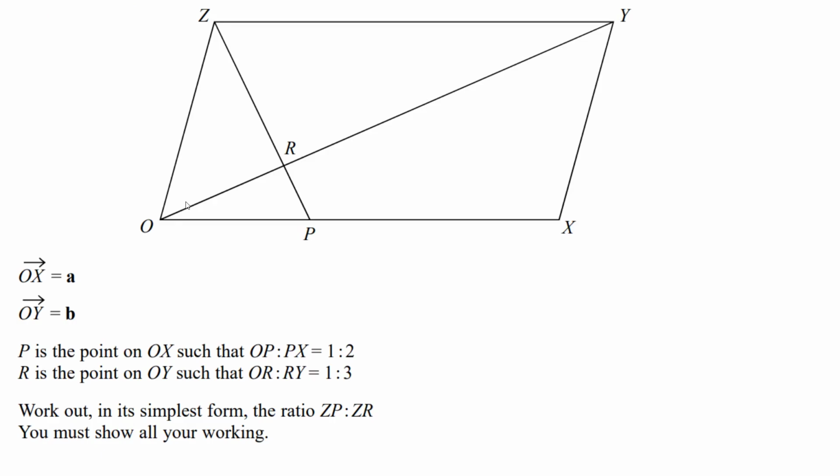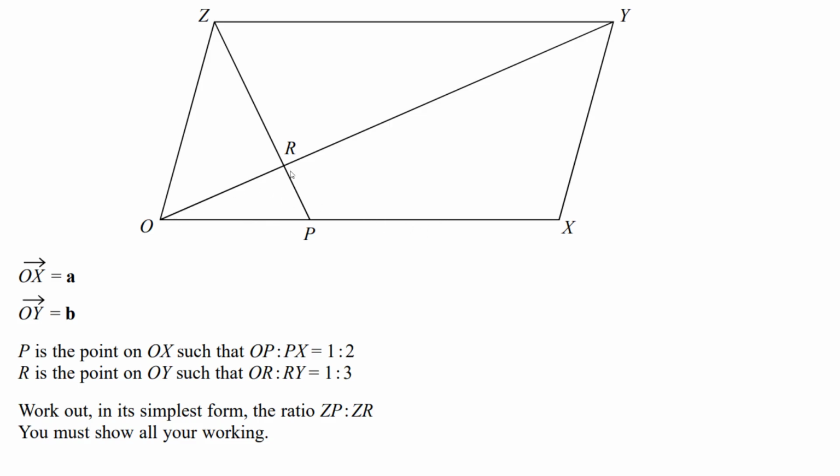O to X is A, and O to Y is B. P is the point on OX such that OP to PX is 1 to 2. If this is 1 to 2, that means the full line adds up to 3. This takes up one part of it, and this takes up 2 parts. So if the full line is 3 and this takes up 1, this is 1/3 of the full line, and this is 2/3 of the full line.